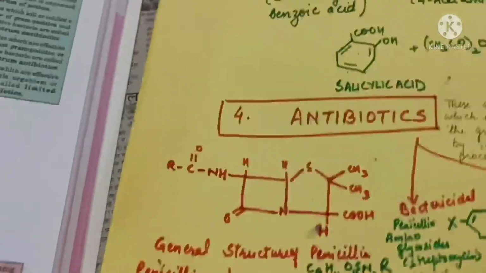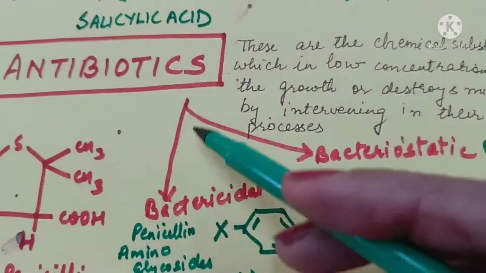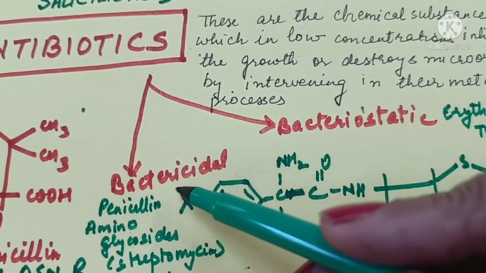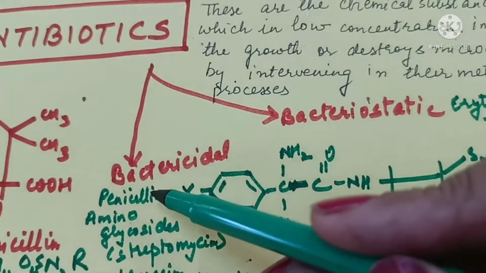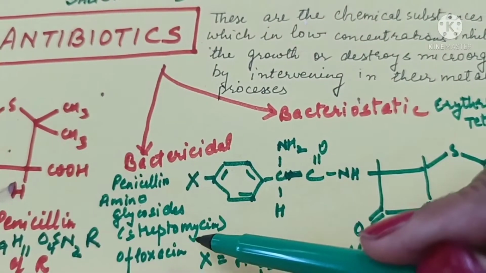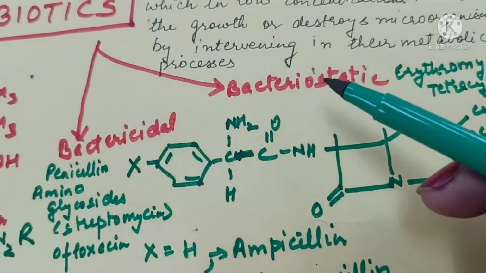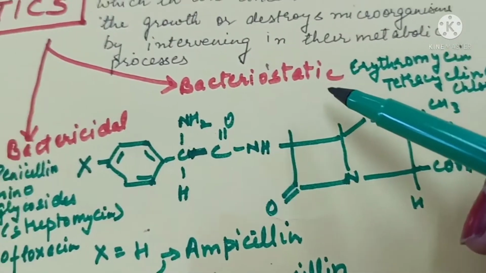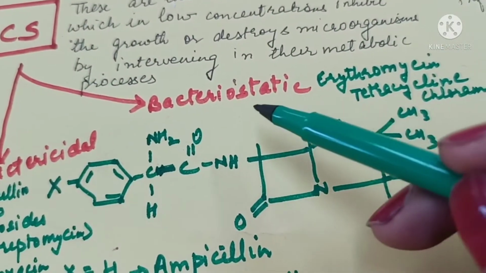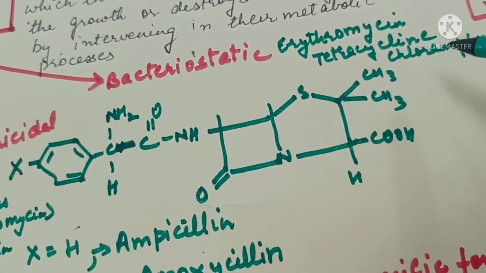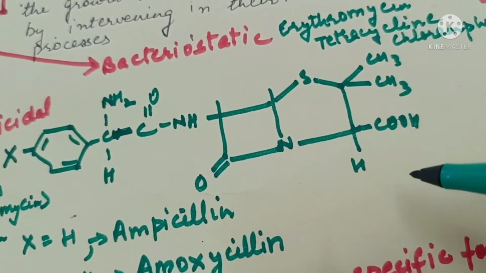Then these antibiotics can be divided into 2 categories. One which kill the bacteria. These are bactericidal. Example, penicillin, aminoglycosides such as streptomycin and ofloxacin. And if they just stop the growth of the bacteria, then they are called bacteriostatic. For example, erythromycin, tetracycline, chloramphenicol.